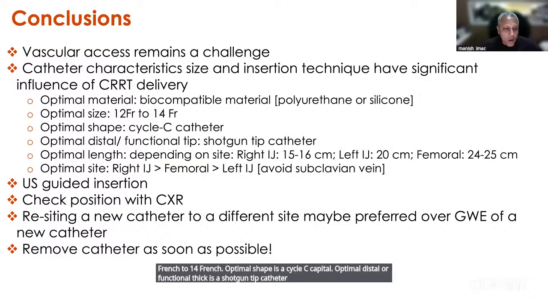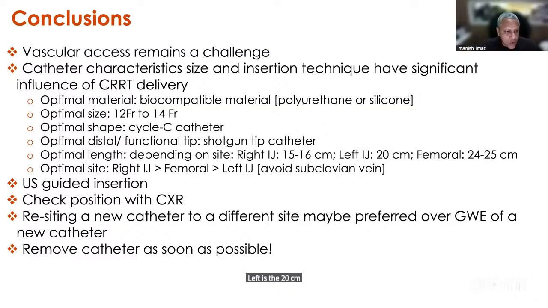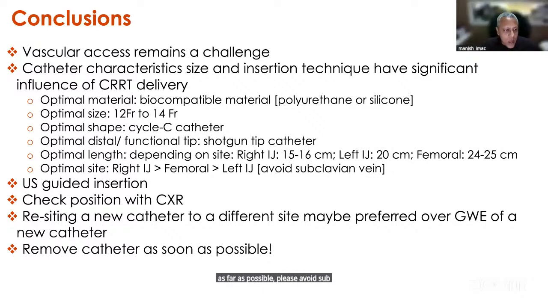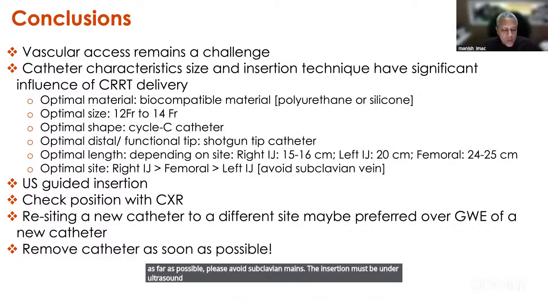Optimal length will depend on the vein that you site your catheter in. So a right IJ is 15 to 16 cm, left is 20 cm, and femoral is 24 to 25 cm. Optimal site: right IJ, femoral number 2, left IJ is a third choice. As far as possible, please avoid subclavian veins. The insertion must be under ultrasound guidance with proper hand hygiene and aseptic techniques.